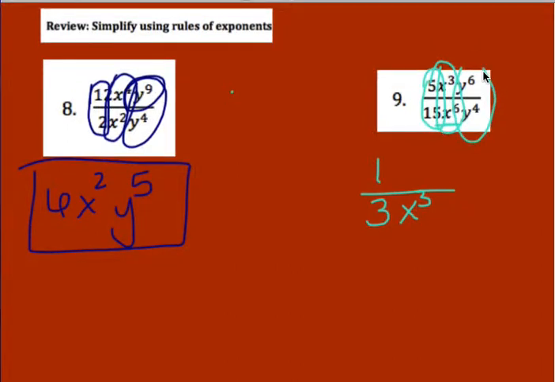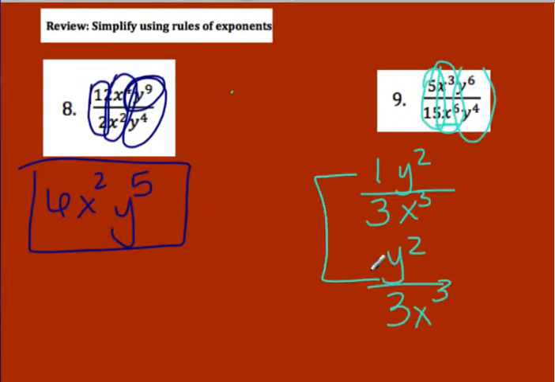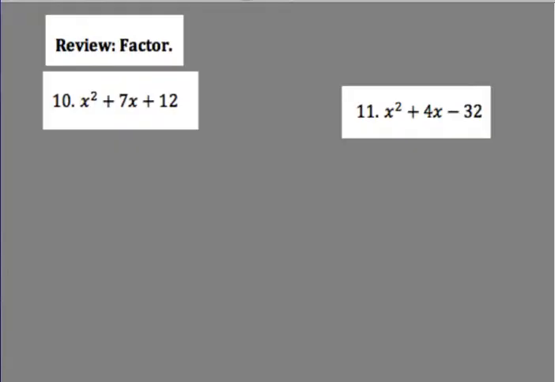Then here I have y to the 6th over y to the 4th. Well, when I subtract those, I get y squared. Now, where are my larger amount of y's? Well, they're on the top, so I need to write y squared on the top. So then I can write it as y squared over 3x cubed. Now, both of these answers are equally correct, okay? You don't need to write that one there unless you want to. Then have at it. So I would accept both of those.